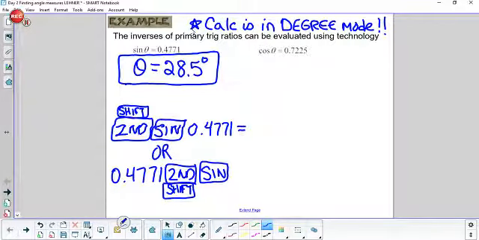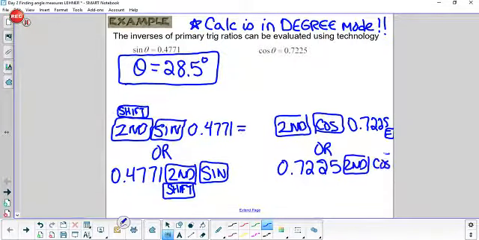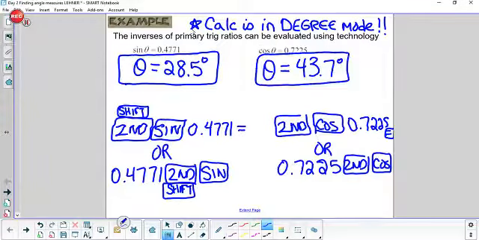Finding cos theta is exactly the same process, except this time it's going to be second cos. Maybe you put your decimal in and hit equals, or maybe you are putting your decimal in and then second cos. Once again, the second button might be a shift on some calculators. Ultimately, your answer is theta equals 43.7 degrees. So you need to know how your calculator works so that we can solve the next few problems.